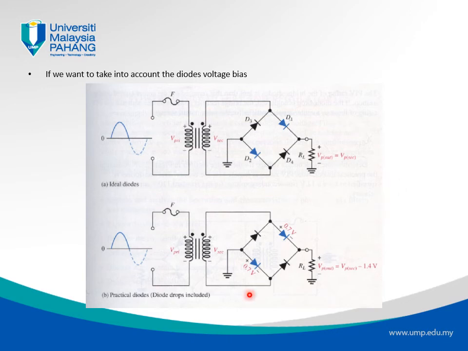That's all. But if we consider practical diodes, where there is a drop of voltage due to the bias, then the V peak at the output, VP means V peak, will be equal to V peak at the secondary minus 2 times 0.7 volts.